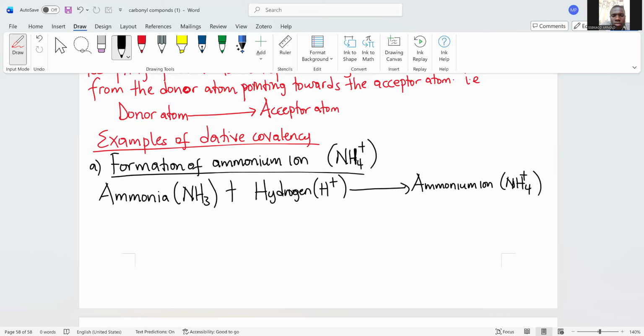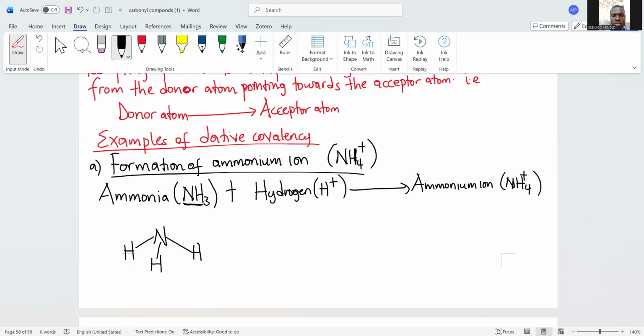Now, we have seen how ammonia is formed. Look through your book very well. Check for that example, formation of covalent bonds. There is that example which shows how ammonia is formed. From that example, you will see that this is how we represented ammonia, after drawing those electronic diagrams.